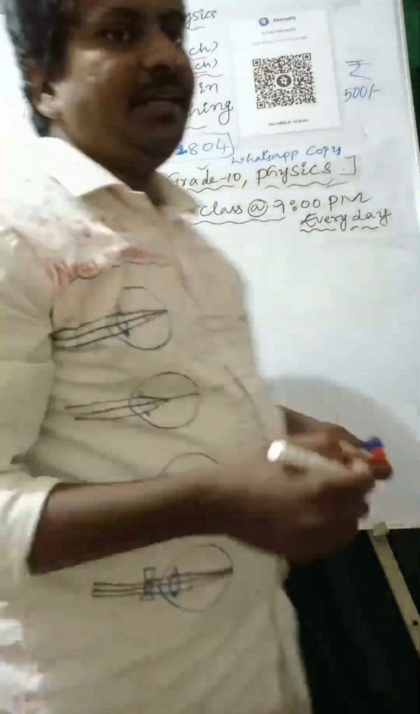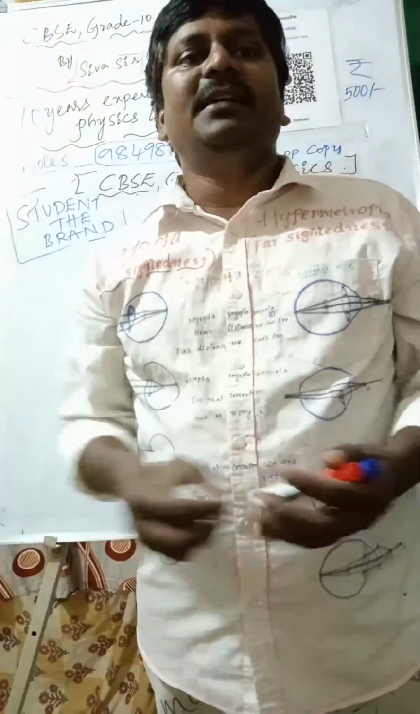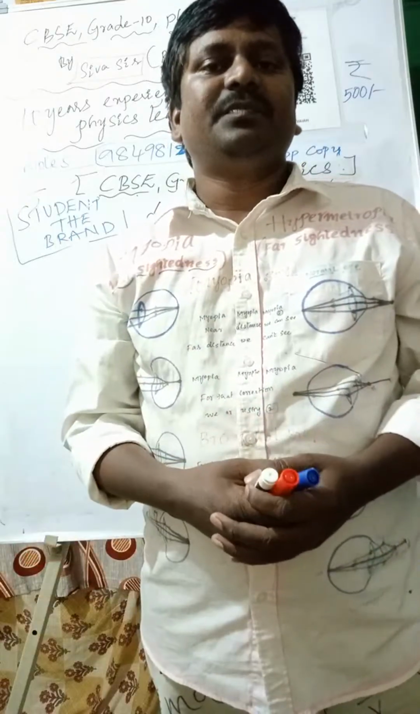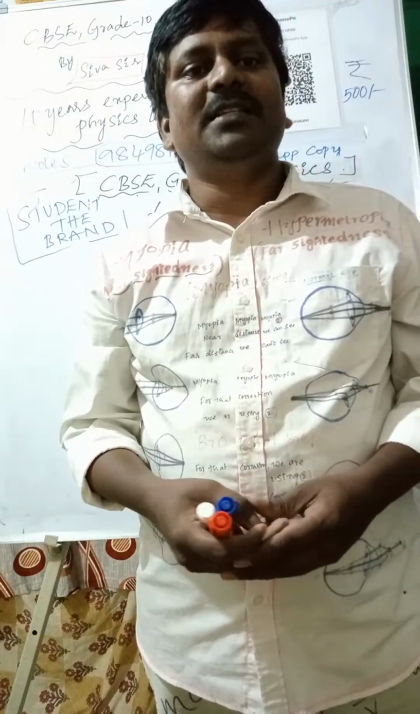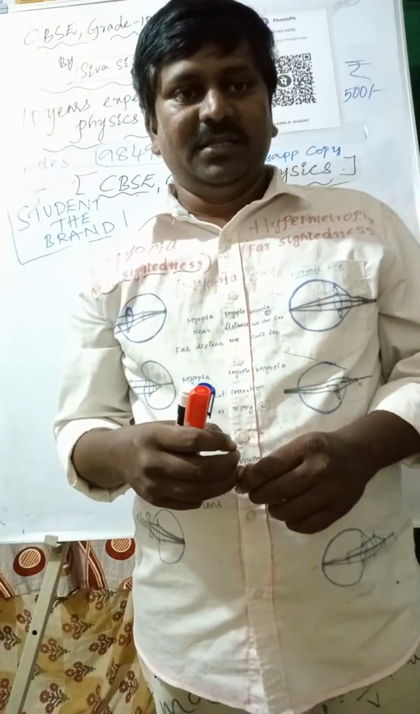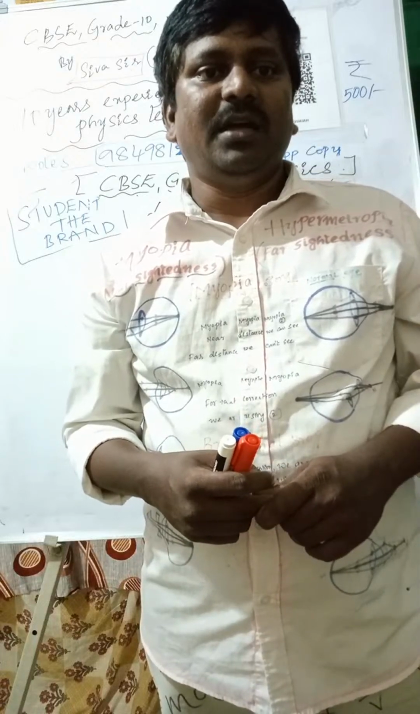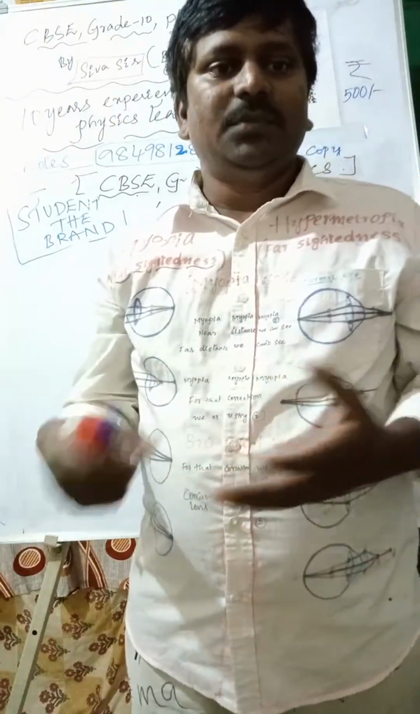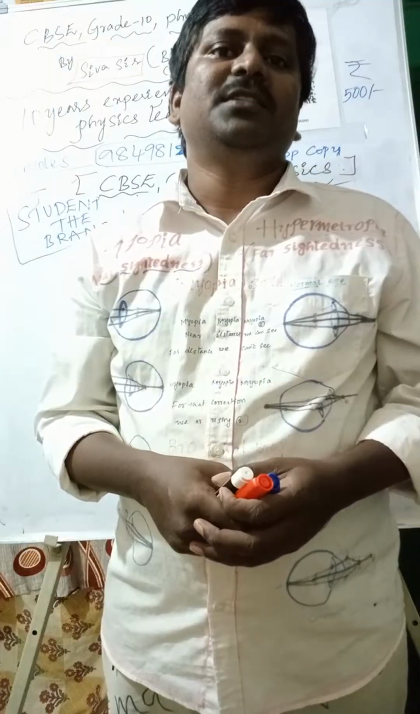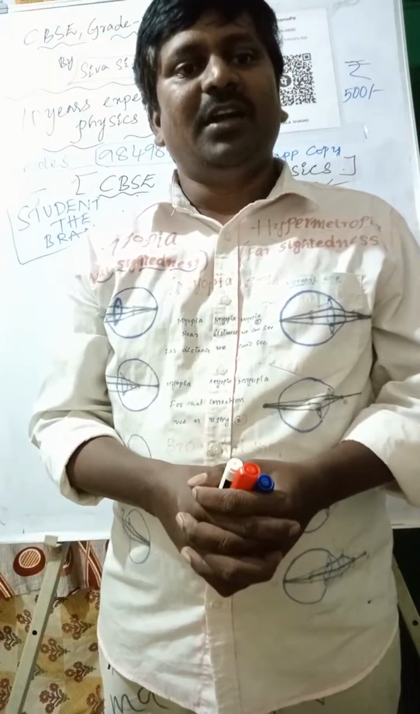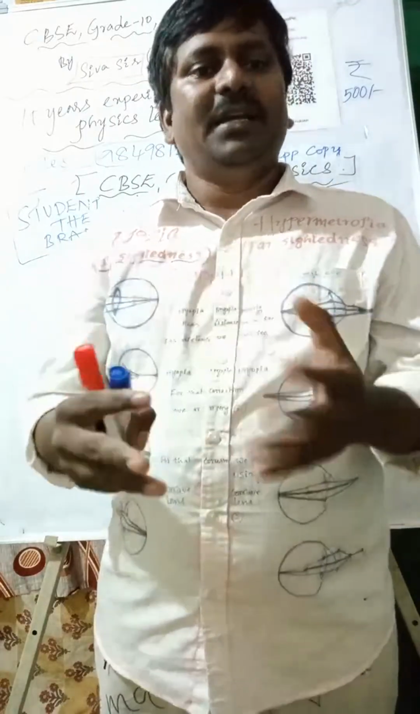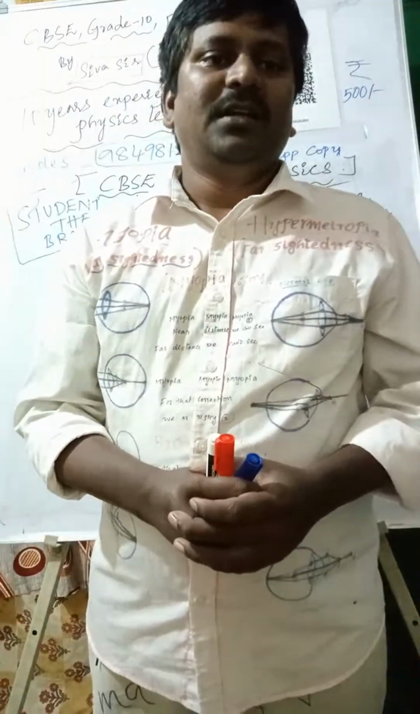Normally when the light ray is incident on it and passing through the prism, refraction of light takes place. Along with the refraction, splitting of light into 7 colors also takes place. So that is nothing but dispersion. Splitting of white light into 7 colors is known as dispersion.